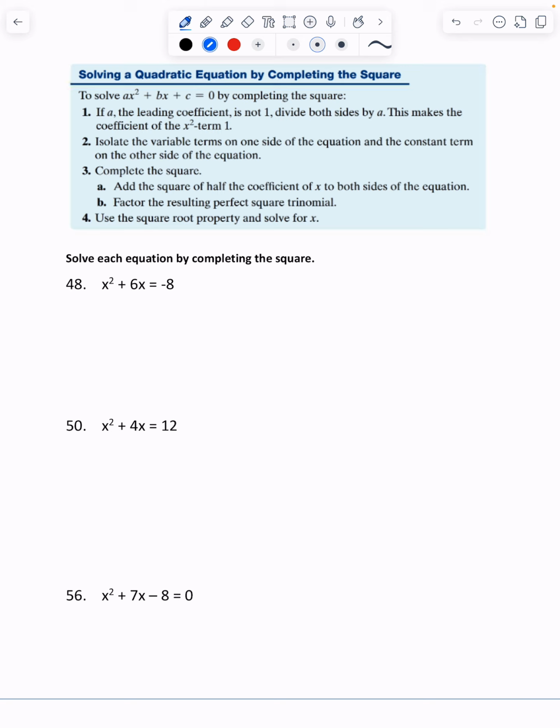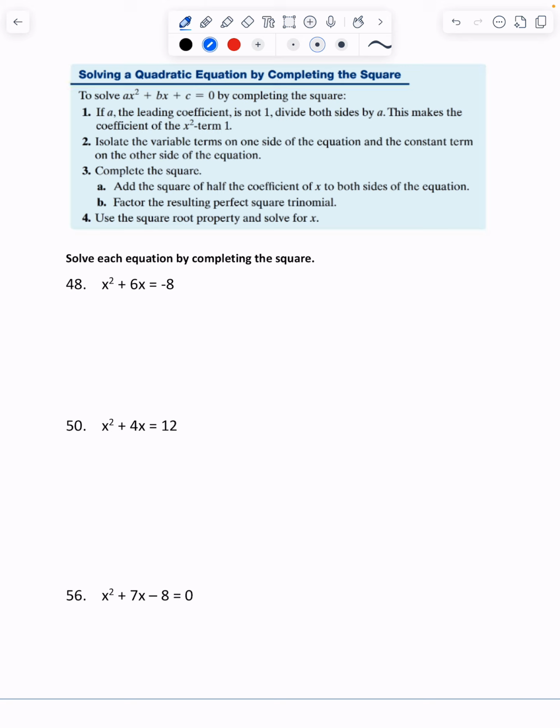Next, you're going to isolate the variable on one side. So you want to make sure your constant term is on the right side. Then you're going to complete the square. You take half of the middle term, square it, and add it to both sides. This is going to result in a perfect square trinomial, which we will then use the square root property to solve for x. So let's put this into action.